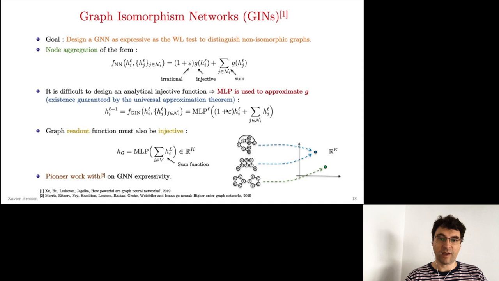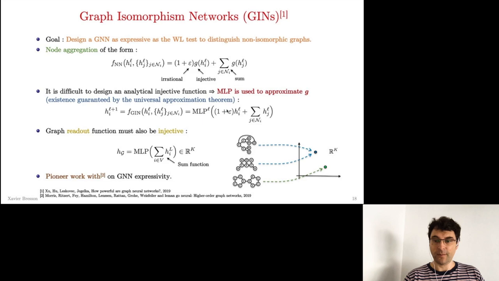Okay, so we have an MLP here. Then this is the node update equation. Then we can define a graph readout function, and it also must be injective. So you again use the sum function. So at the end, this is what a GNN is doing.